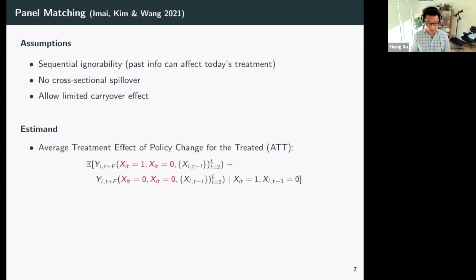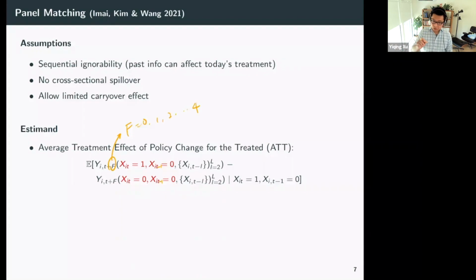The estimand here is the average treatment effect of policy change for the treated. So this F is a few periods. F can be 0, 1, 2, 3, 4. There's a few periods looking into the future, and then you're comparing. I'm sorry, this is an error. This is T minus 1, T minus 1. You're comparing units that remain. It's just like DIDM, very similar to DIDM, right?